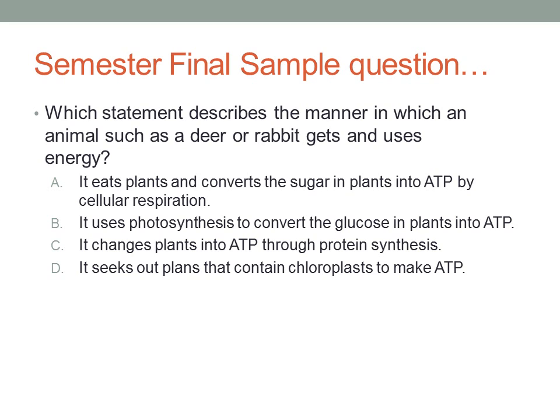Which statement describes the manner in which an animal, such as a deer or rabbit, gets and uses energy? A. It eats plants and converts the sugar in plants into ATP by cellular respiration. B. It uses photosynthesis to convert the glucose in plants into ATP. C. It changes plants into ATP through protein synthesis. Or D. It seeks out plants that contain chloroplasts to make ATP.